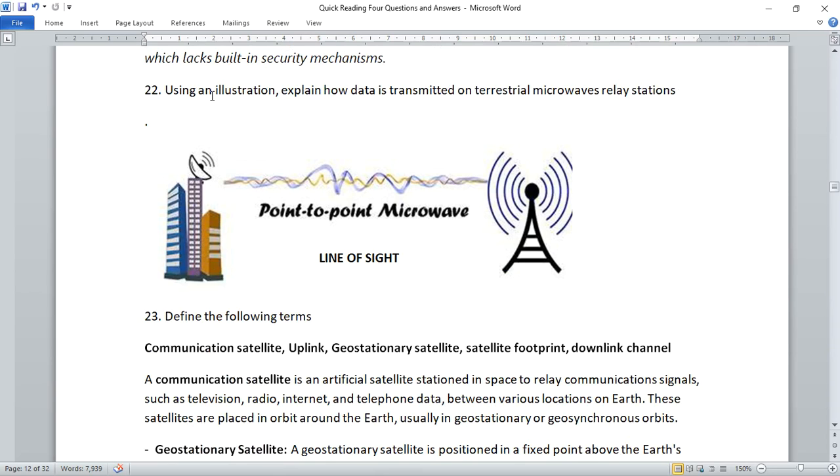Next question. Using an illustration, explain how data is transmitted on a terrestrial microwave relay station. So it works on the line of sight. You can see here we have the transmitter station and the receiver there. So we have point-to-point microwave. That is, they must have a line of sight, no obstacles.